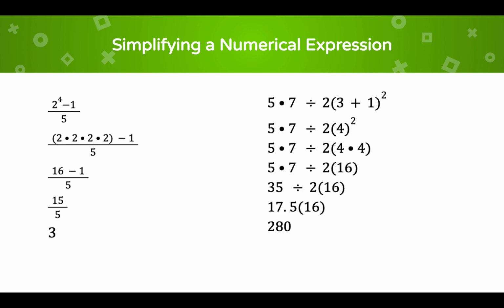5 times 7 is 35 divided by 2 times 16. And we're just going to work left and right, right? Multiplication and division are all on the same level, different sides of the same coin. So 35 divided by 2, we get 17.5, and then 17.5 times 16, we get 280.